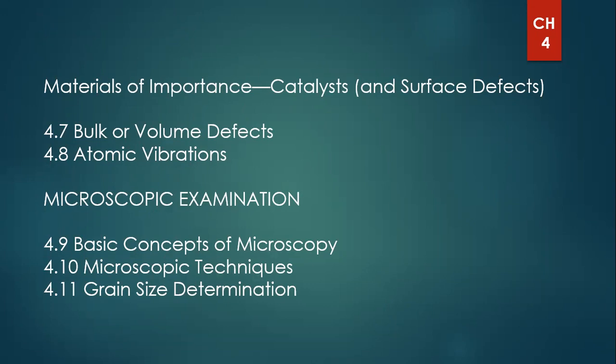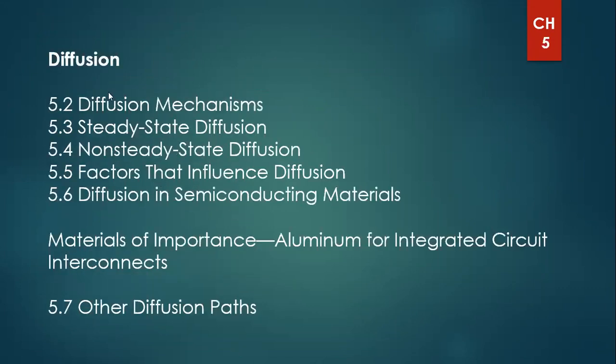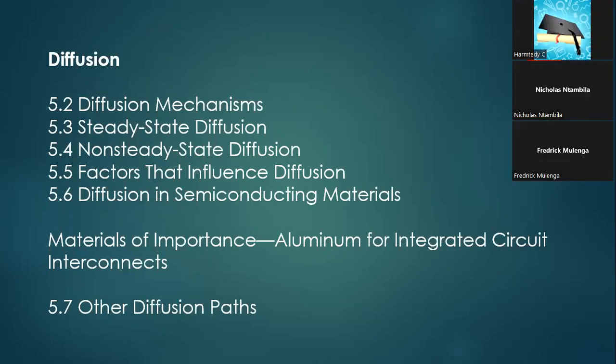Most of these things you did in chemistry and also part of physics. But I'm just going to consider as if you've not done any of these things, and we'll discuss them together. Then we'll look at microscopic examination, look at diffusion, and apart from that, we'll look at aluminum for integrated circuit and interconnects. So we'll look at this and discuss, we'll make sure that at least before we move to the next topic, you understand what is in the previous topic.